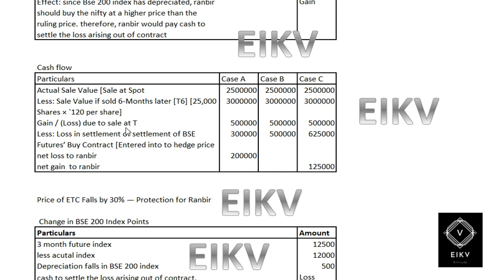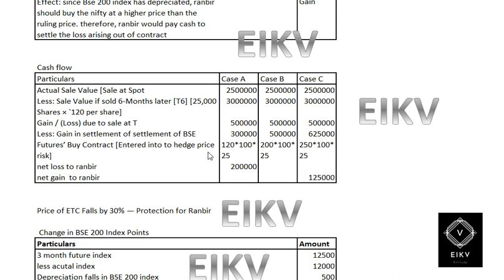Therefore, the gain/loss due to sale would be a loss of rupees 5 lakh each per contract, and then less gain in settlement of BSE index, which would be 3 lakh, 5 lakh, and 6 lakh 25,000. So the computation would be 120 into 100 into 25, 200 into 100 into 25, and 250 into 100 into 25. The profit will be 3 lakh, 5 lakh, and 6 lakh 25,000. Therefore, we will get a loss of rupees 2 lakh and a gain of rupees 1 lakh 25,000.